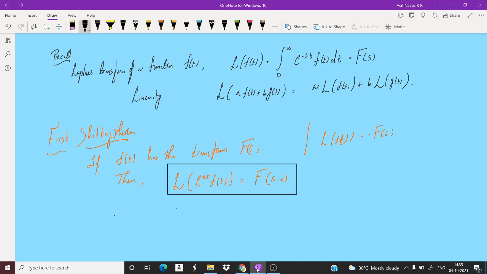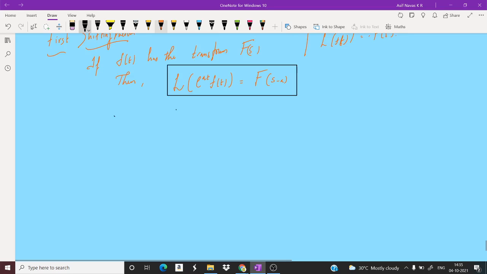Now we will do problems. First we will do an example. What will be the Laplace transform of e raised to at cos omega t? So tell me what is the Laplace transform of cos omega t? Anybody? You have to study these formulas. What is the Laplace transform of cos omega t?